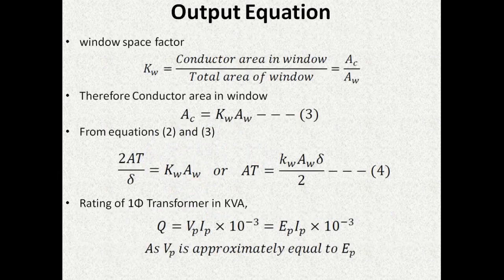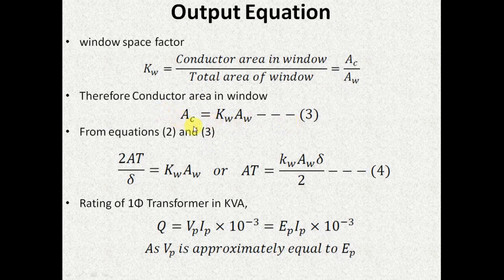Next we are going to bring in a new factor, that is the window space factor. It is defined as the ratio of the copper area in a window to the actual area of the window. Actual area of the window means the total area of the window. This can be indicated as Kw is equal to Ac by Aw. From this we can write the relation for Ac as Aw into Kw, which is indicated as equation 3 here.